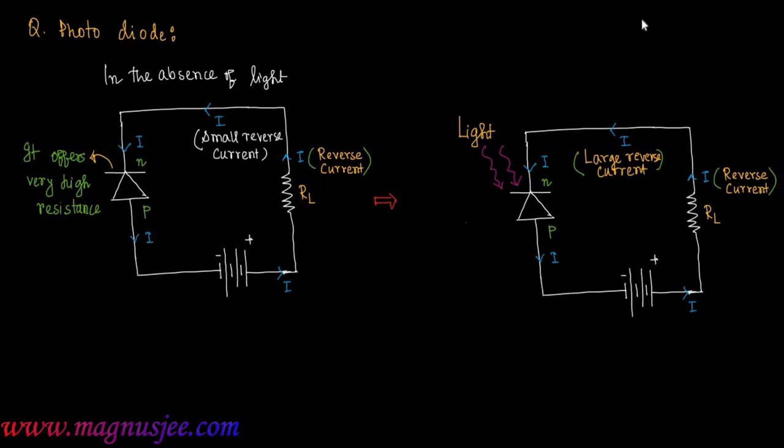And in this case, this diode offers what type of resistance? Please respond. It offers what type of resistance? High resistance or low resistance? It offers low resistance.